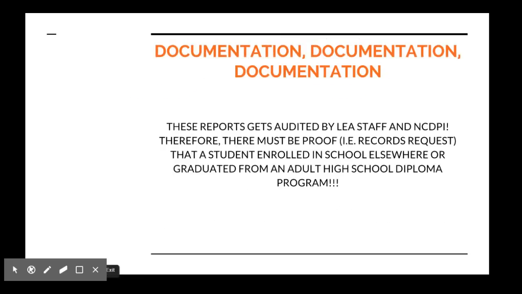Documentation is crucial. Both these reports are audited by LEA staff here at the Central Services and the North Carolina Department of Public Instruction. Therefore, there must be proof. For example, a records request. In other words, you can no longer just say that a student was enrolled in school elsewhere or graduated. We must have proof.